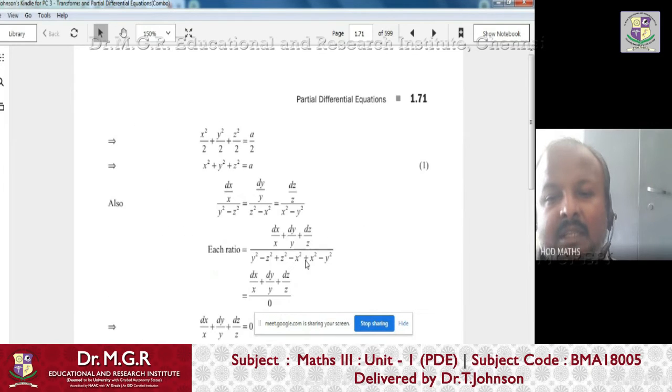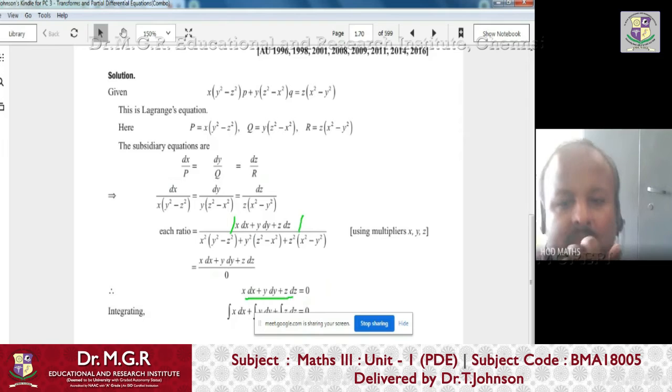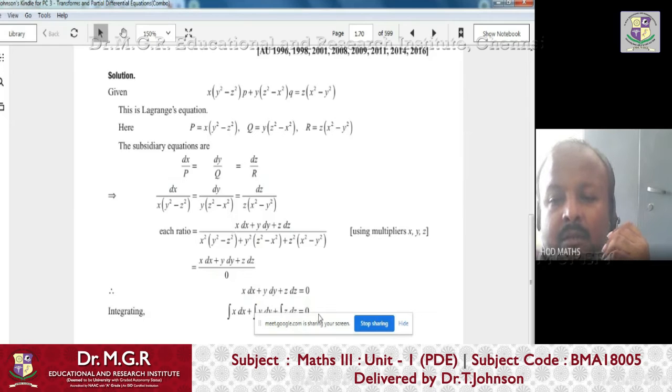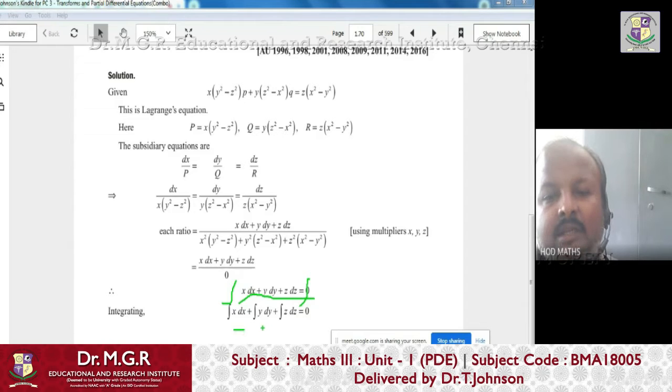So in that case, x dx plus y dy plus z dz should be equal to 0, right? So once you find this, then you can do the integration, because once you get this total differential equal to 0, you can easily integrate both sides. You integrate both sides, and you can write this as integral of x dx plus y dy plus z dz equals integral of 0, and automatically we will get integral of x is x square by 2, integral of y is y square by 2, integral of z is z square by 2.